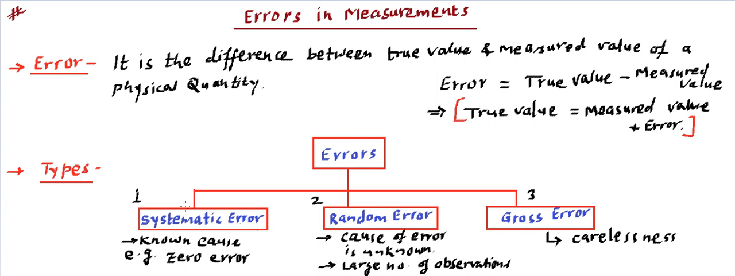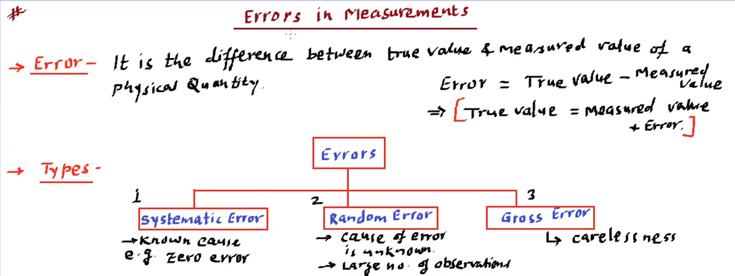So first we talked about zero error. We can have a correction for zero error, which is called zero correction. Gross error can be removed by just improving focus, and the random error is something we are going to deal with by taking a large number of observations. Out of those observations we will find the average value, and there will still be some error, but that error is going to be minimum in that experiment.